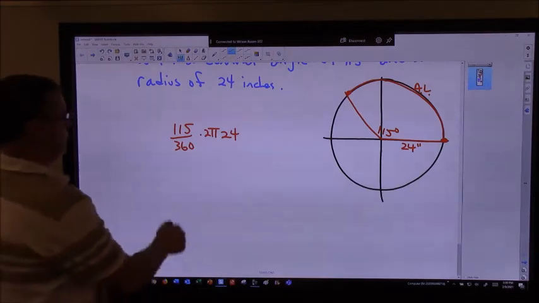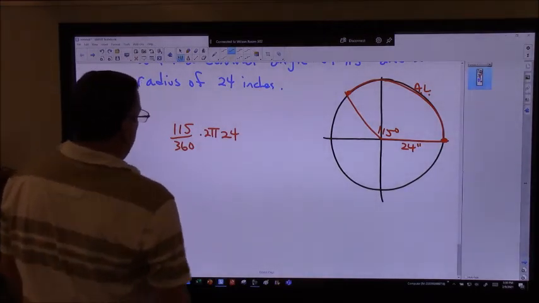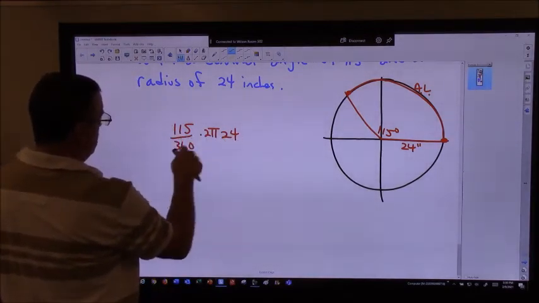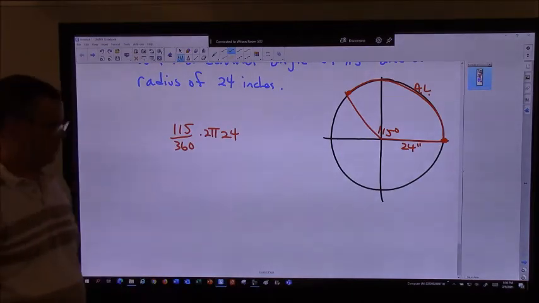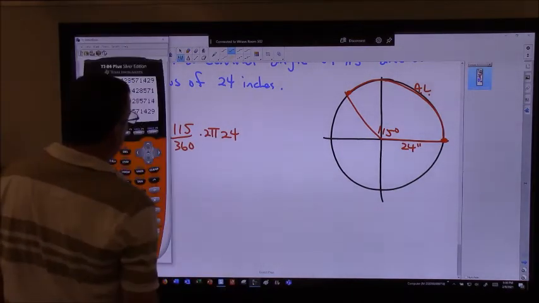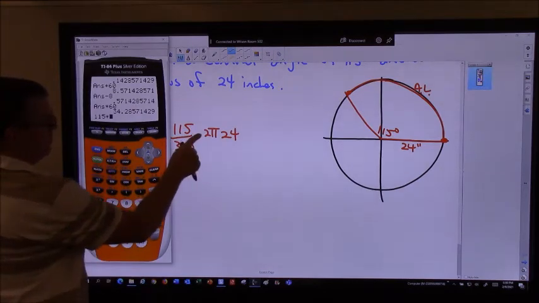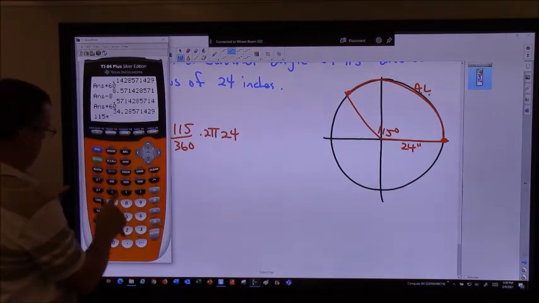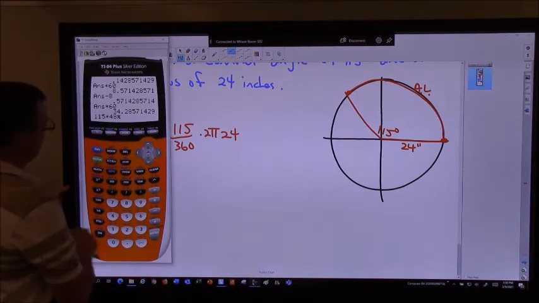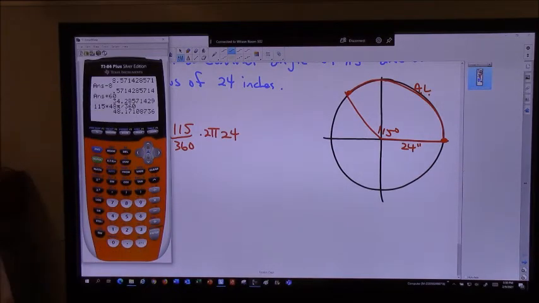And so let's see. I could just multiply straight across there and then divide by 360. That's probably going to be the easiest way to do this. So I've got 115 times 48 pi, and then divide by 360. And there it is, 48.171.